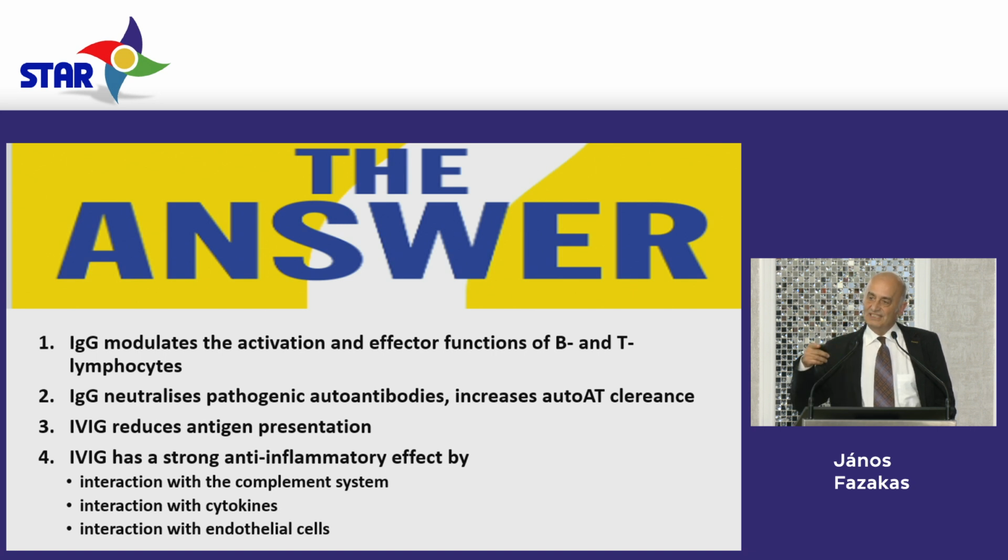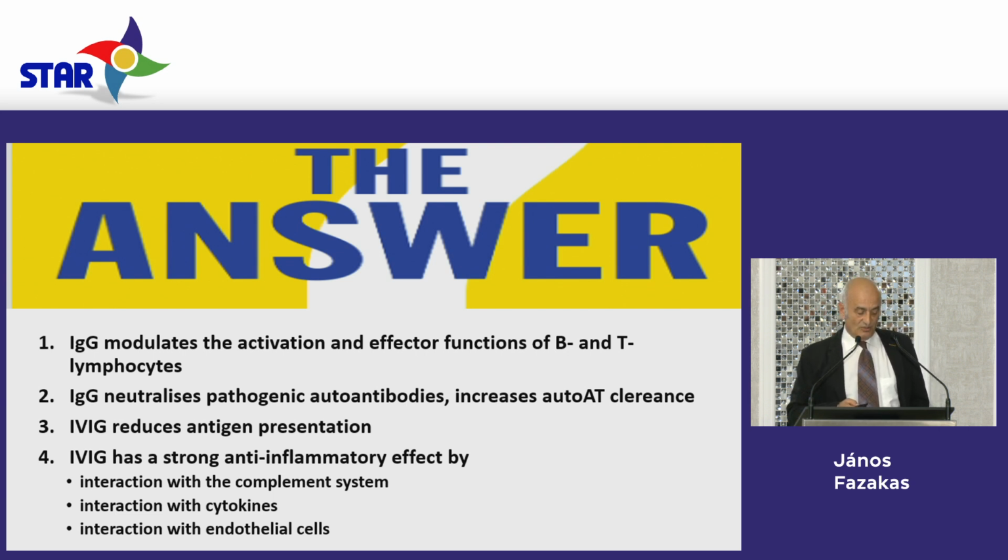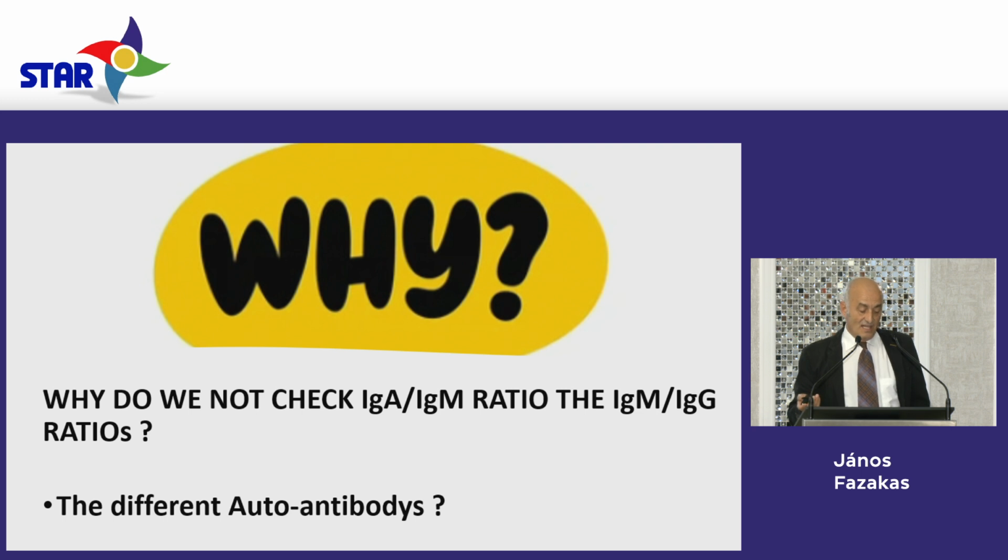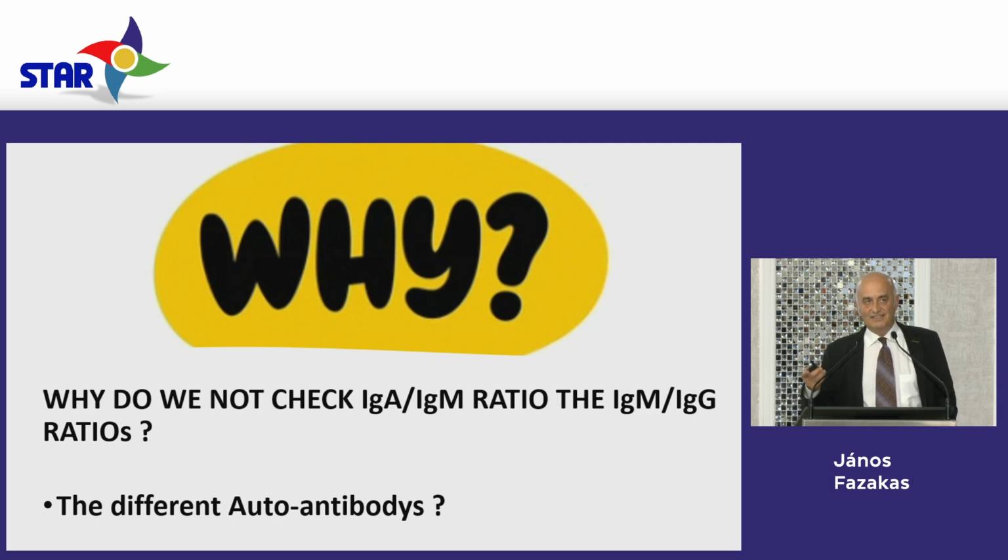These autoantibodies could be present in some patients, but we did not measure them, and it could be antiphospholipid syndrome, and you could also have microthrombosis because of them. And it reduces the antigen presentation. It has a strong anti-inflammatory effect by interaction with the complement system, the cytokines, and the endothelial cells. We don't check the IgA-IgM ratio. We don't check the IgM-IgG ratios. Maybe it could help us to understand these dysregulated immune responses in our patients.